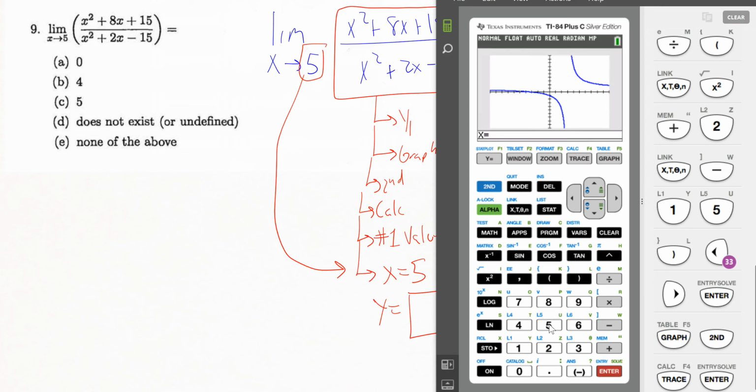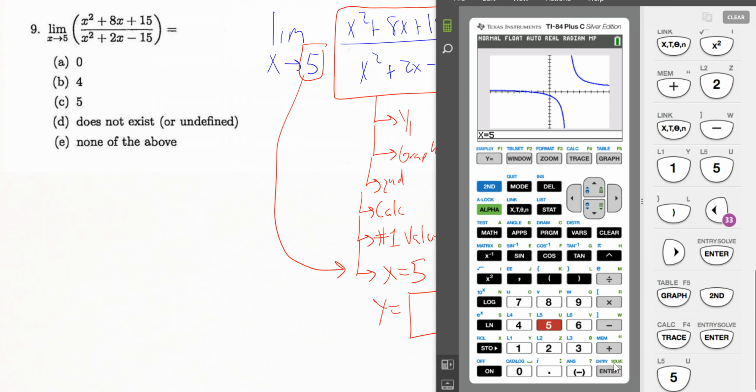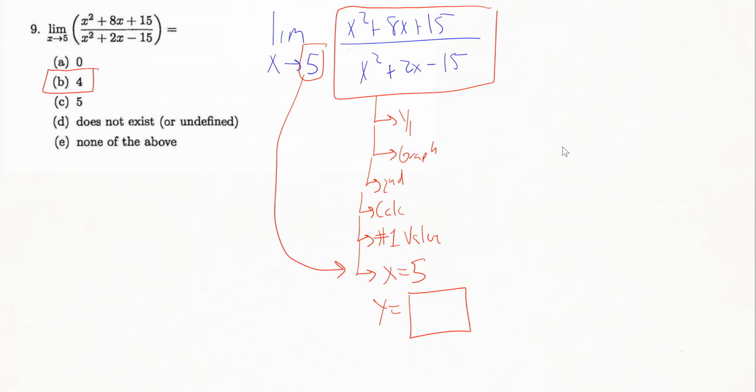And the x value we care about is 5, because that's the limit we were approaching, and we hit enter. And this gives us a y value equal to 4. So what we know in this situation is our limit as x approaches 5 is equal to 4. So option 1 worked for us, and so that's what we want to choose.